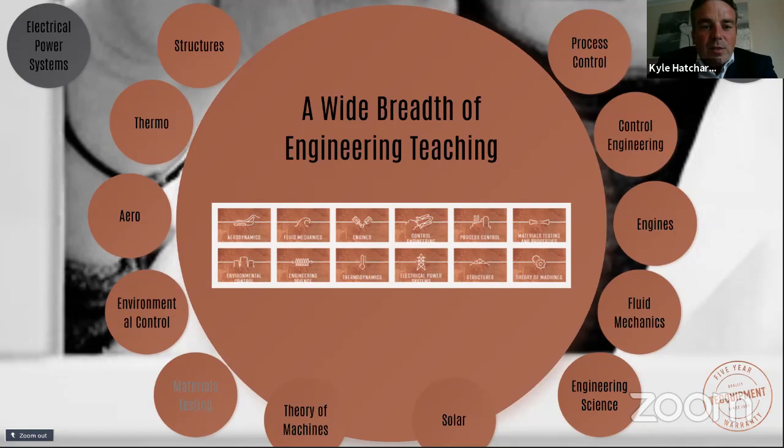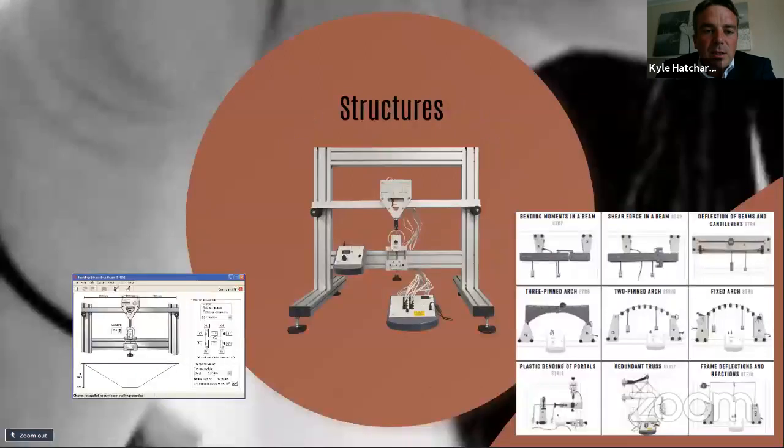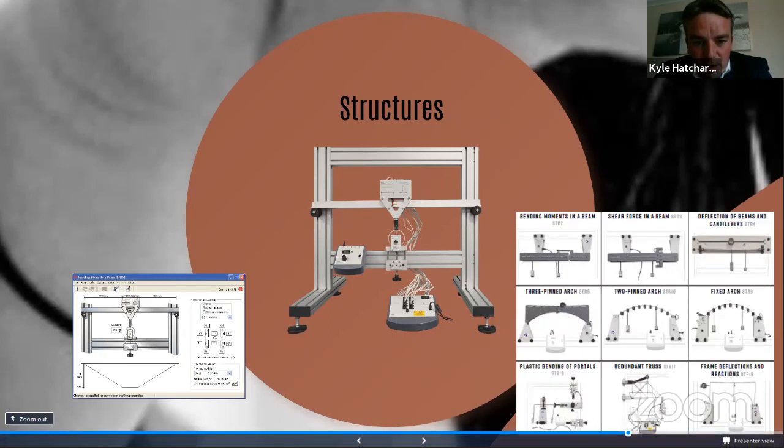So obviously structures dovetails quite nicely into materials and material testing. We've got a variety of different structures equipment, which cover the fundamental principles in regards to things like bending moments in a beam, arches, and roof trusses as well. That's another very popular one. There's 19 different experiments available within that mounted aluminium frame that you can see. That's effectively the base unit, and then you add the different pieces of equipment to that frame.